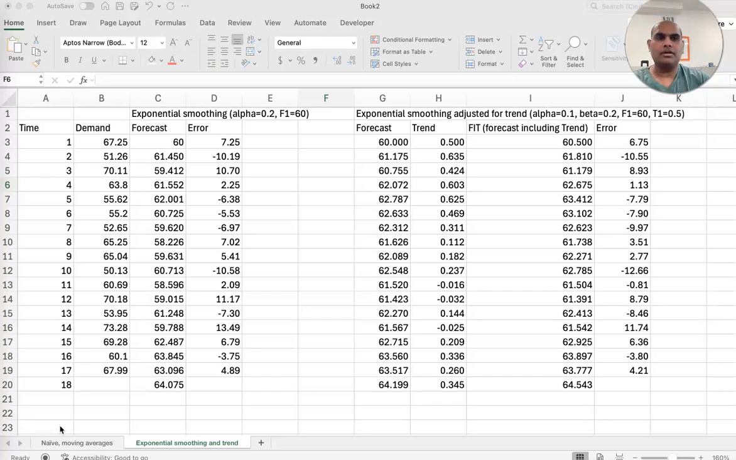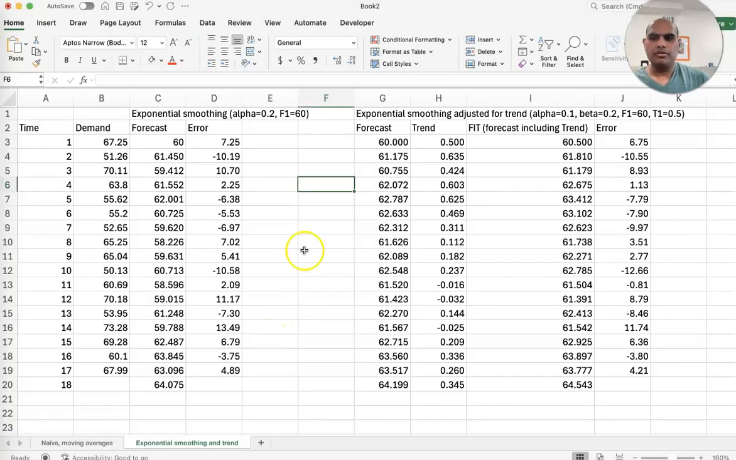All right, everyone. So let's talk about error analysis. That's what we'll be doing in this video. Like I said, I'll be using the exponential smoothing and exponential smoothing adjusted trend. These are the two forecasts that we had with errors. Now let's say our question was, does including trend make sense? Which of these two forecasts is better for me?